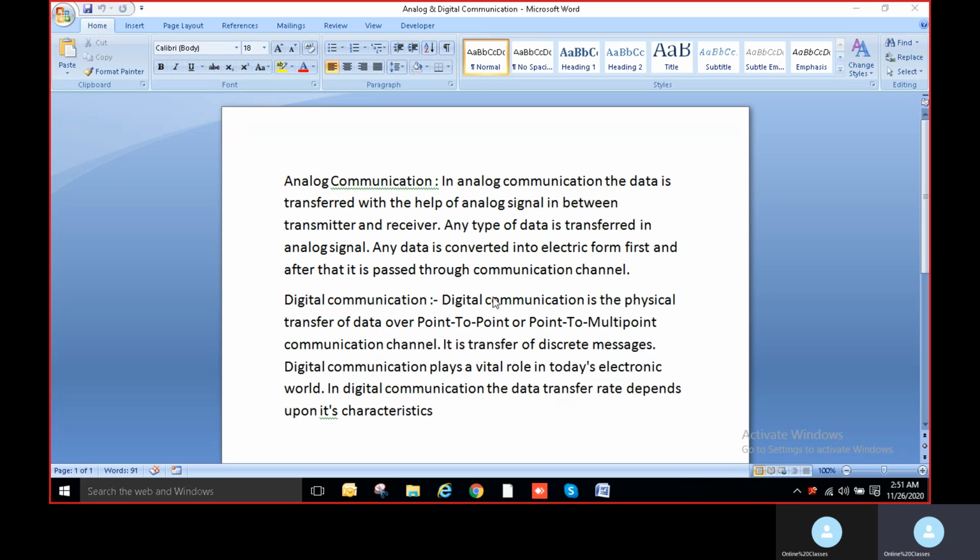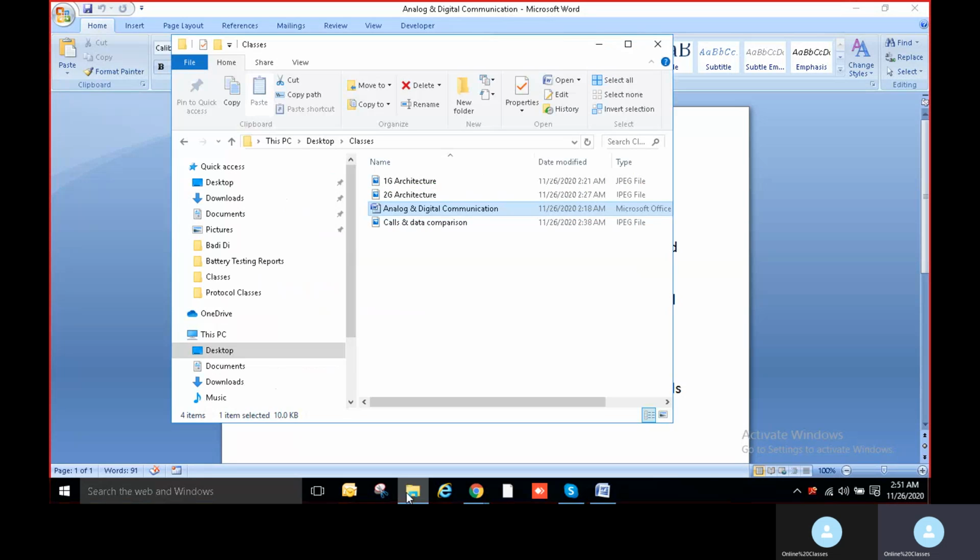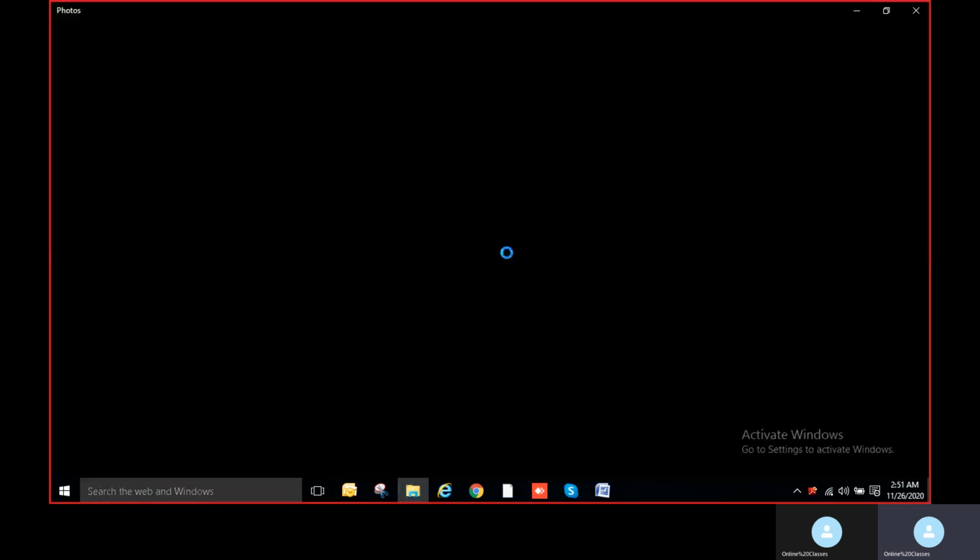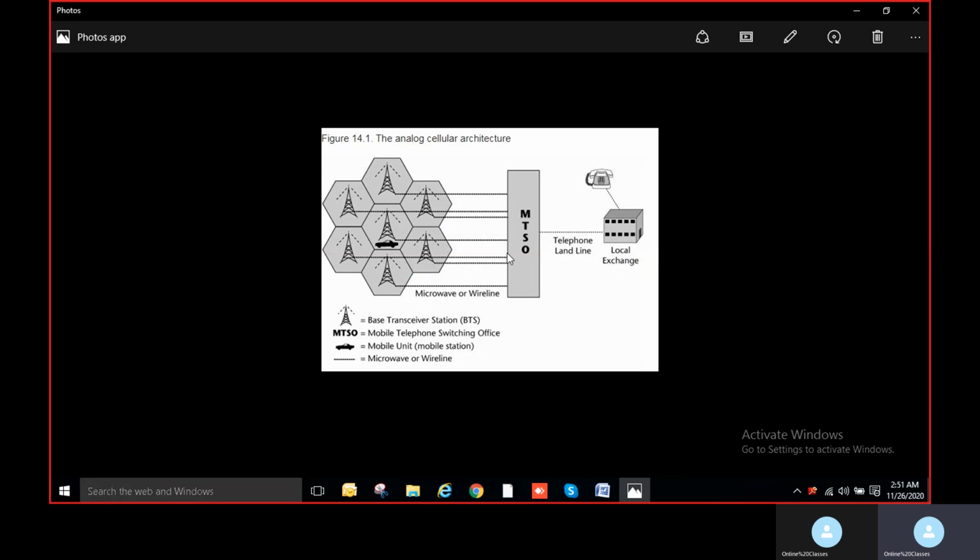In that system, the individual cells were large. I will show you the architecture of 1G also. Guys, this is the architecture of 1G. Here BTS was there, MTSO, the mobile telephone switching office, the mobile unit, the mobile station, and this one, microwave or wireline. We are using this nowadays also.